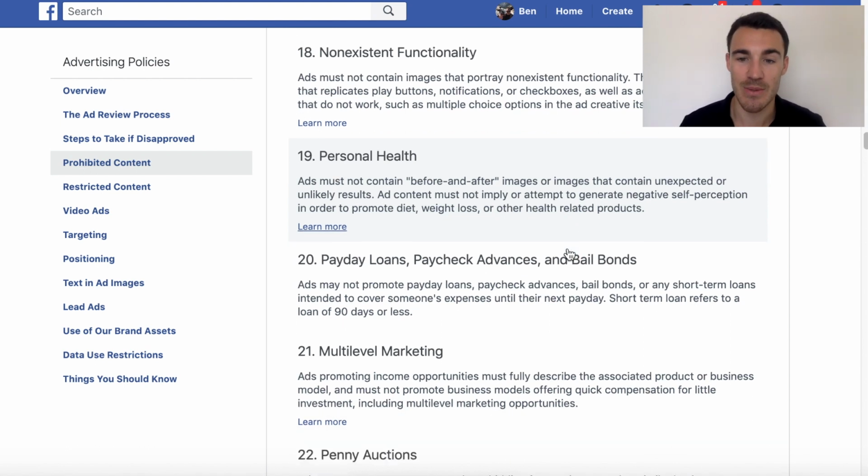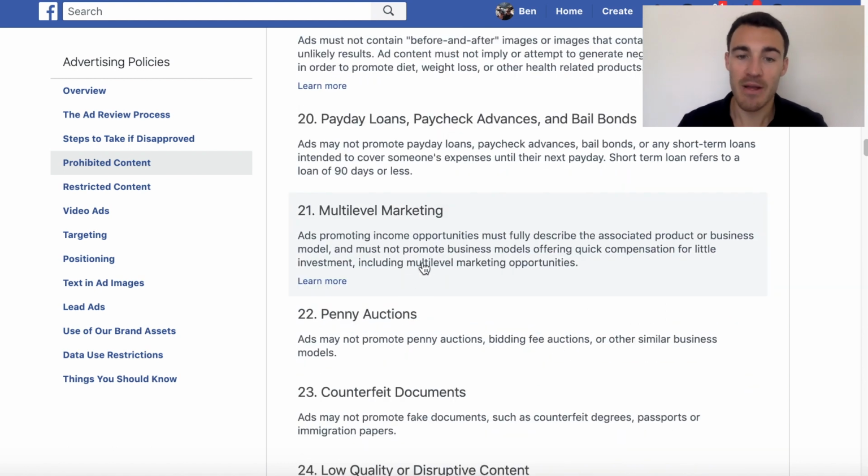Facebook is not going to allow that. Payday loans, all that sort of stuff. Multi-level marketing, that's another one. Facebook's really, really anti any multi-level marketing, network marketing type businesses. You can advertise your products, obviously the products that you sell through that business, but if you're trying to advertise the business opportunity, it's very difficult to get Facebook ads approved in that niche.